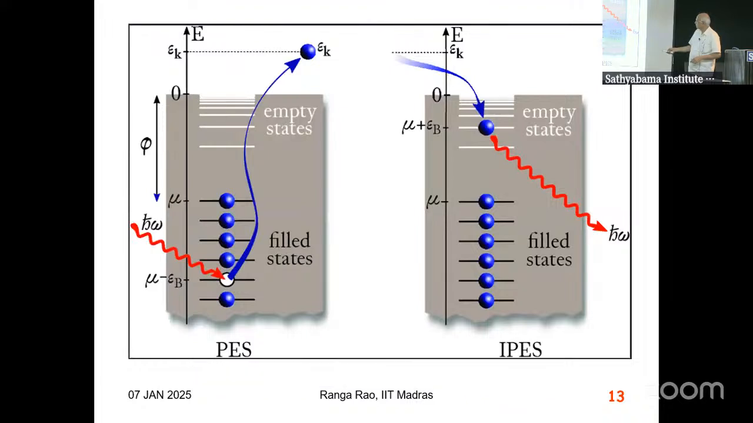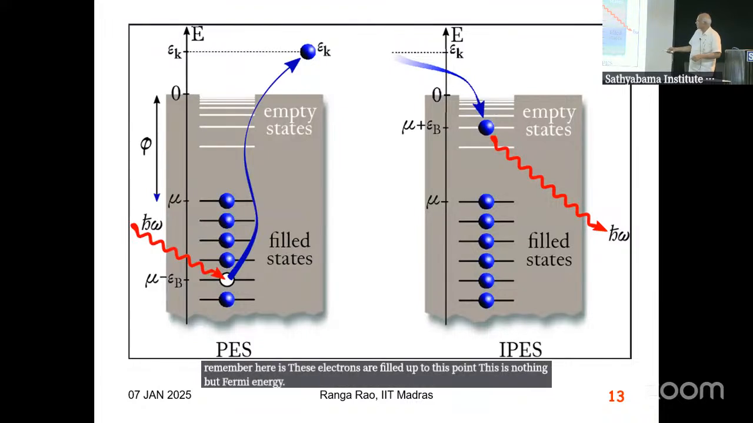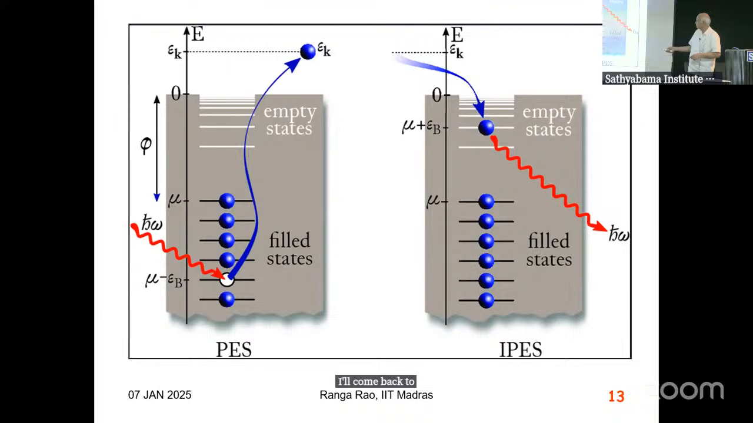This is nothing but Fermi energy. I'll come back to this again, but this is the Fermi energy. Above that, nothing is there. No electrons are there. Empty states are there. And then suppose you remove an electron from here and take it to this point.